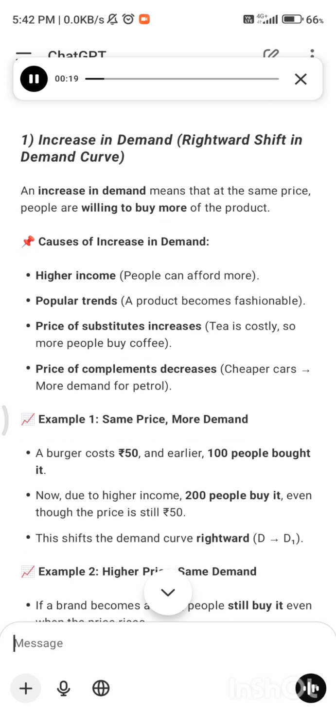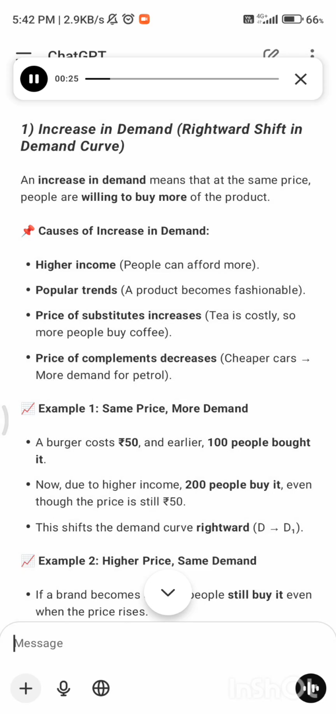1. Increase in demand: rightward shift in demand curve. An increase in demand means that at the same price, people are willing to buy more of the product. Causes of increase in demand: higher income, people can afford more. Popular trends, a product becomes fashionable. Price of substitutes increases: tea is costly, so more people buy coffee. Price of complements decreases: cheaper cars, more demand for petrol.